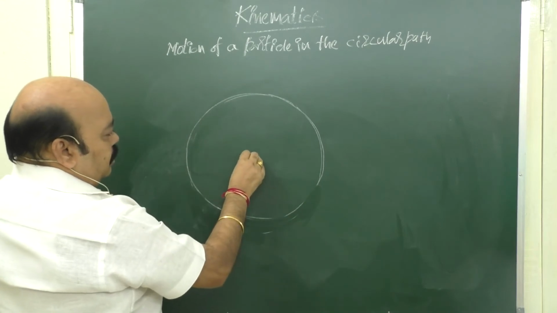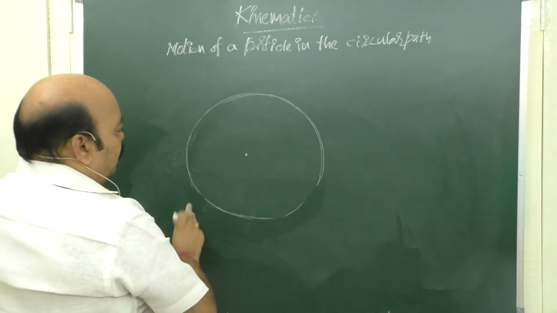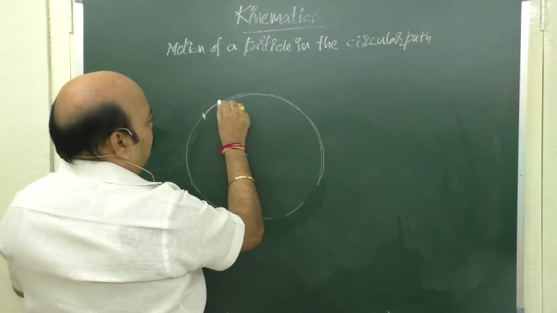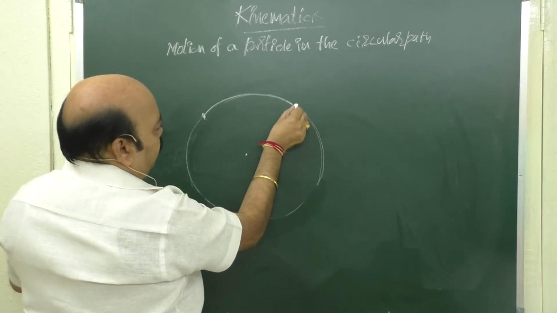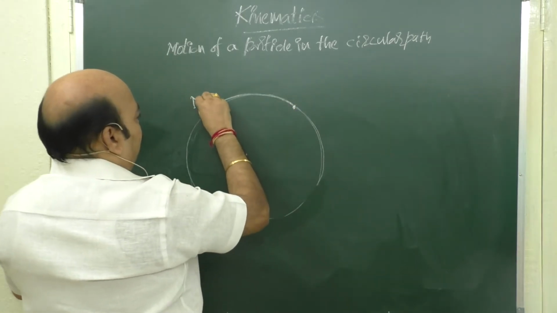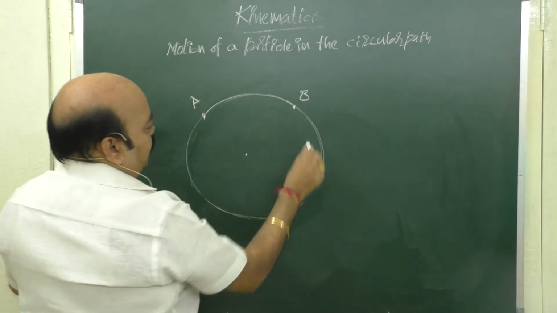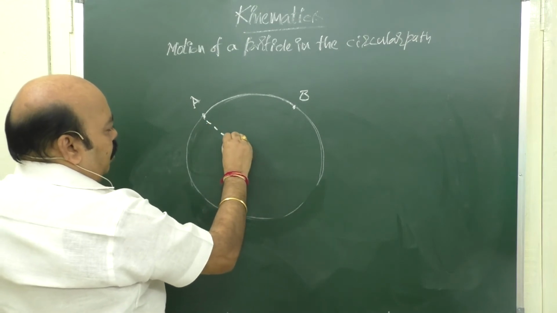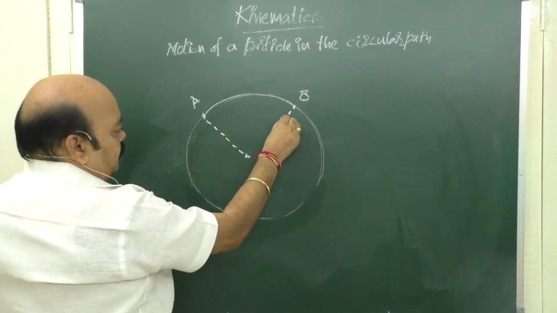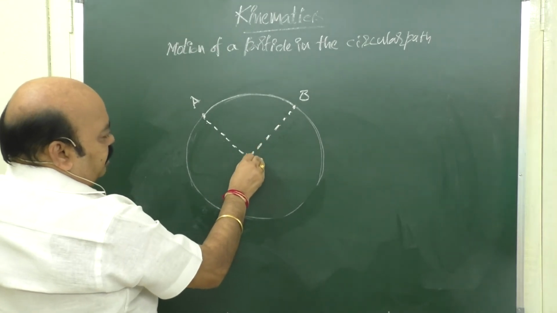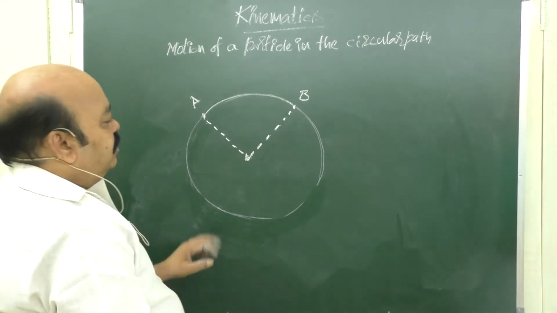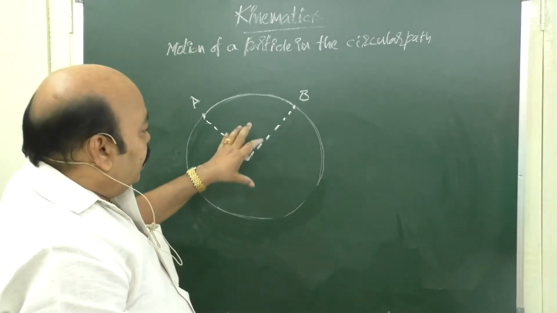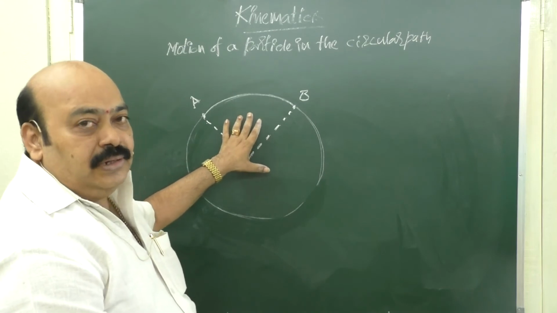Let O be the center. Starting from this point A, it is moving along the circular path from A to B. Let the starting point be A and this point be B. R is the radius of this circle. See, it is different. In the previous case, we considered the total circle or half circle. Here, we can apply this technique to any part of the circle.